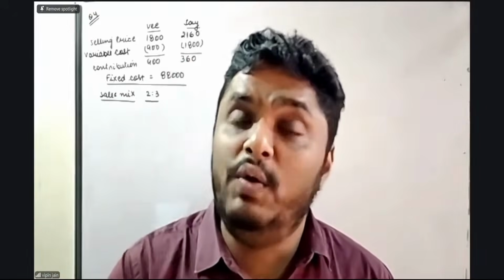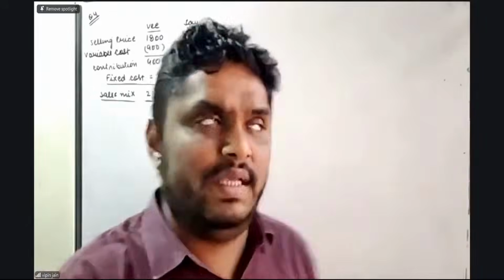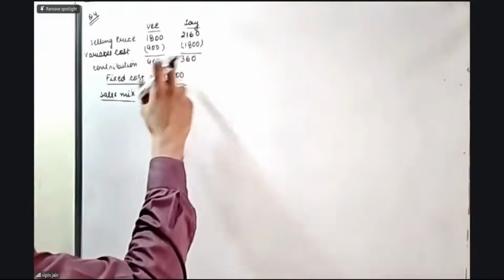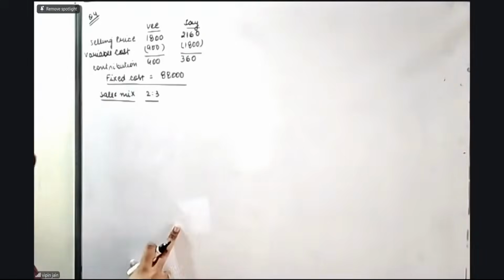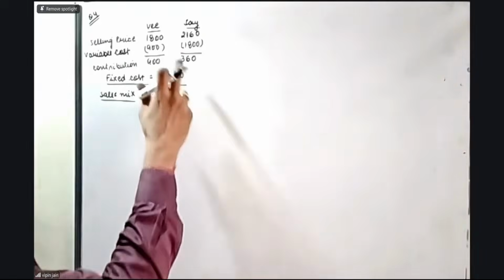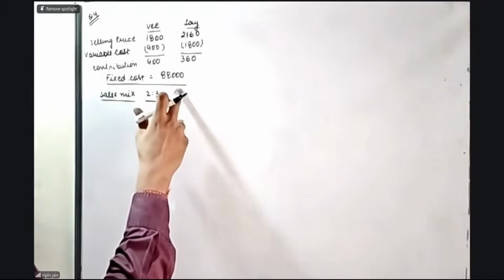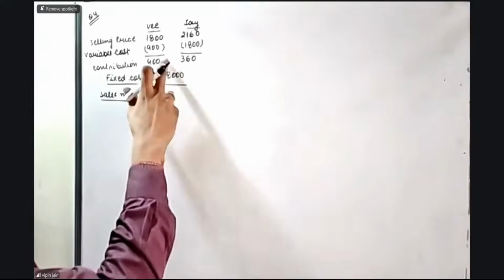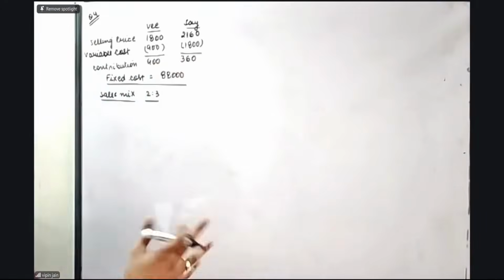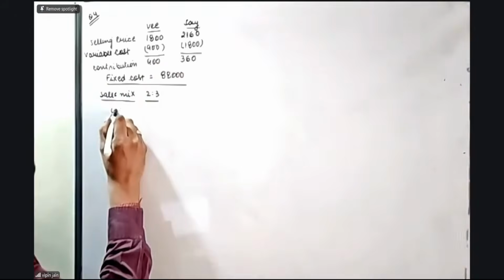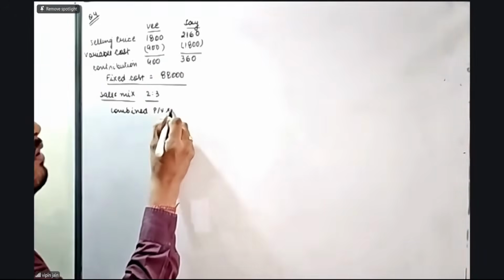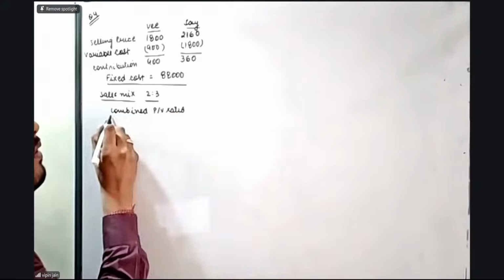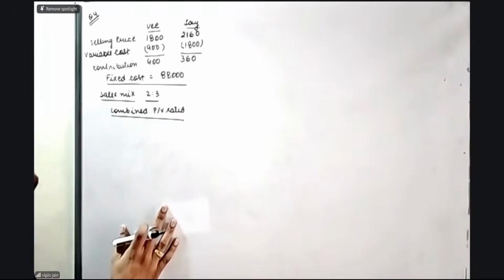So the question is how to calculate PV ratio and break-even sales. The PV ratio of each product we can calculate separately. But the point is how to calculate the break-even sales, because the fixed cost is given as a whole for the company. I mean, it's not given separately for V and J. So herein, we will calculate the combined PV ratio, or we can say weighted average PV ratio.